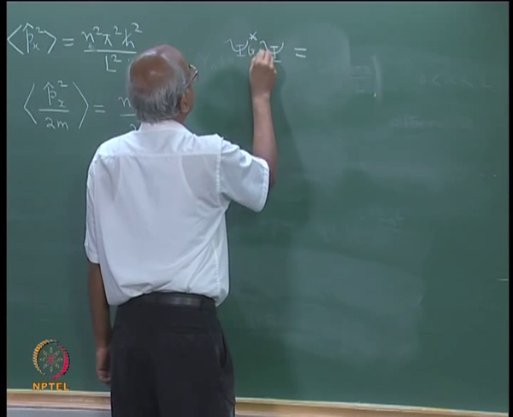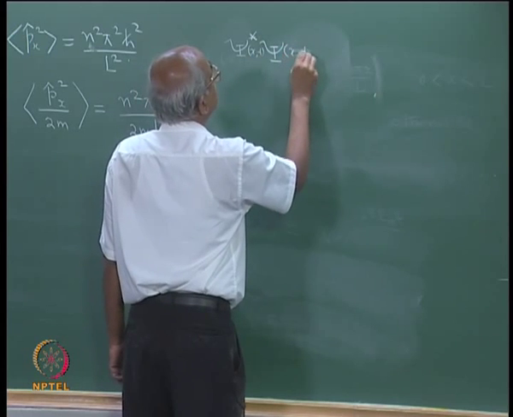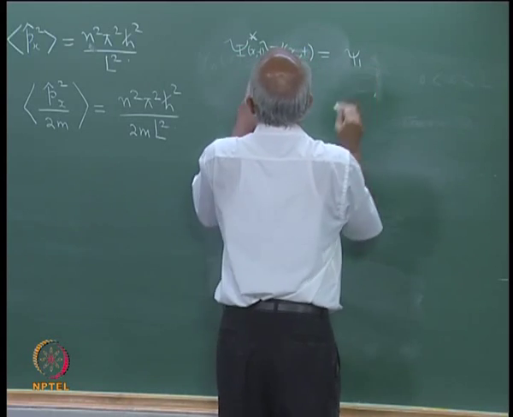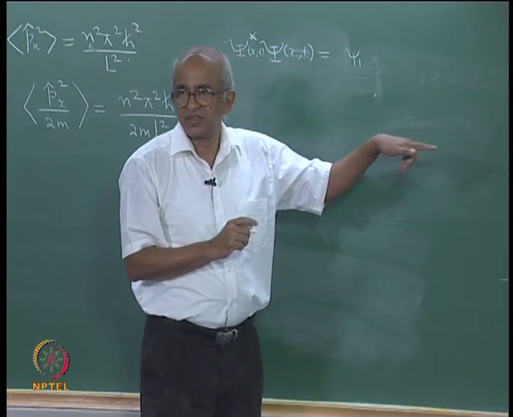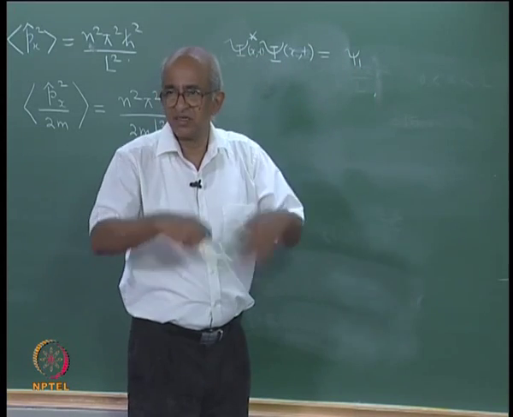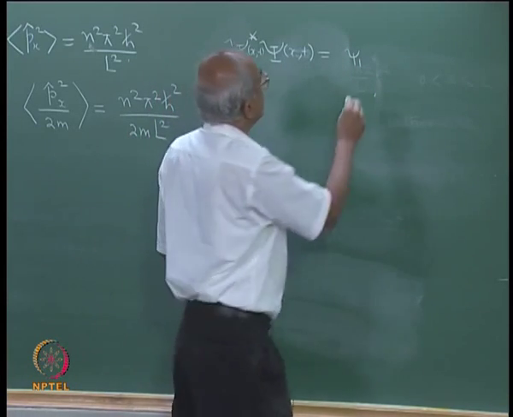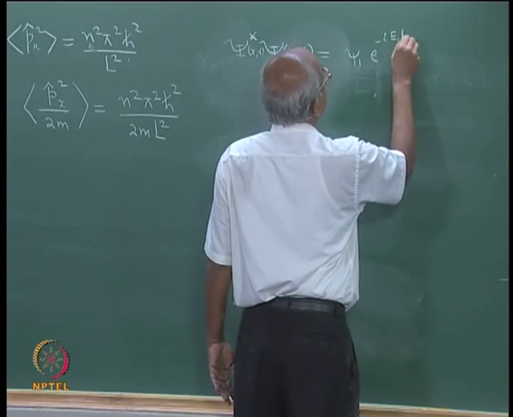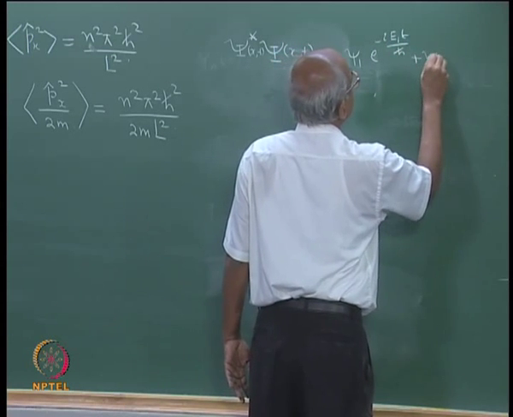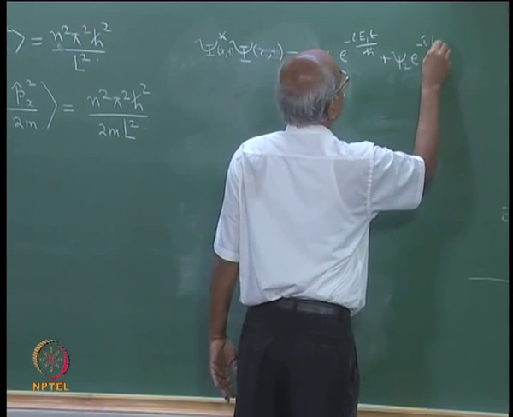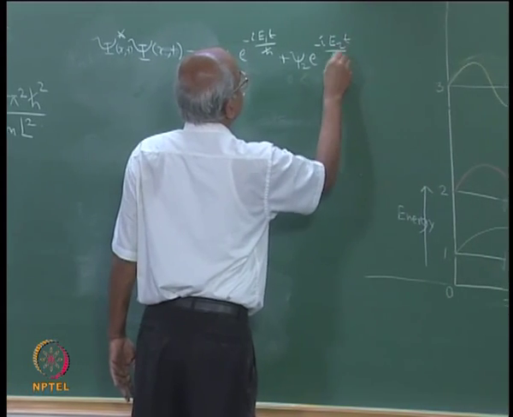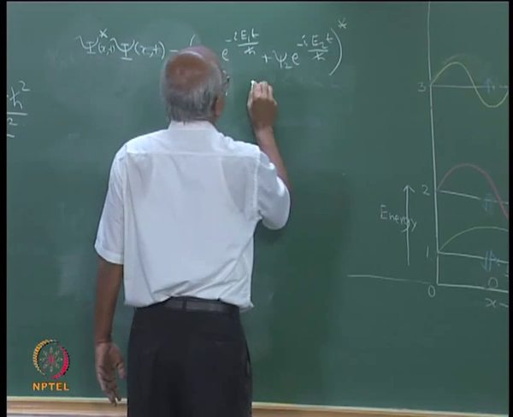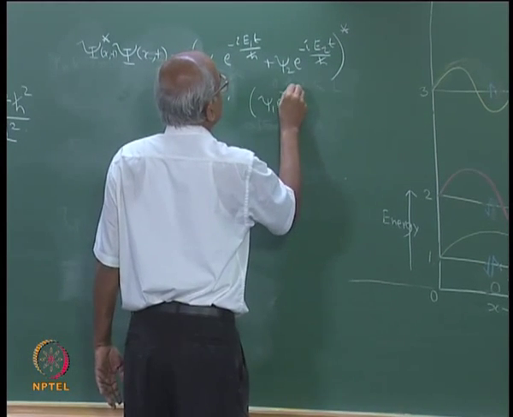Strictly speaking, I should write this also. Well, it is tedious to write these position dependencies everywhere. So, I will just not write it, but it has to be there. So, psi 1 is dependent on position, but what you are going to get is this plus psi 2 e to the power of minus i E2 t by h cross. You will have to take the complex conjugate of that, multiply it by this object.